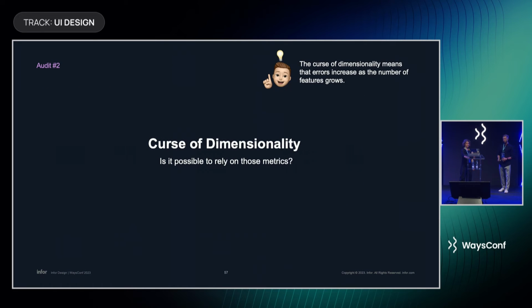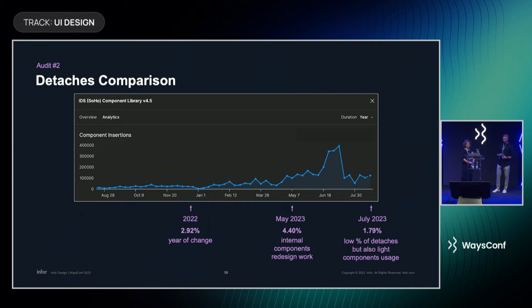But we faced another problem. There are many variables in this data that influence the outcomes, for example, the activity of external teams and the activity of our internal team, where we are working with some components. And if we take a look at the chart that you saw previously, the previous year was a year of change. For example, in December, we published almost 20 components, so it was a year whose data we can't trust 100%.